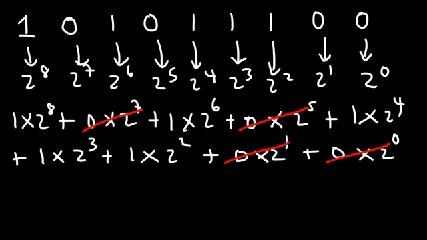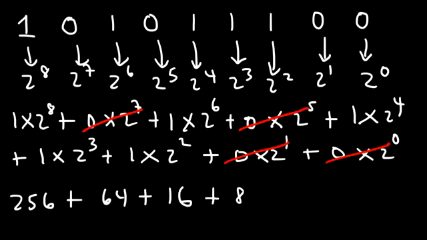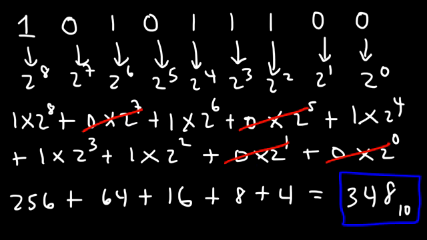2 to the 8th power. If you multiply 2 by itself 8 times, that's going to give you 256. 2 to the 6th power is 64. 2 to the 4th is 16. 2 to the 3rd is 8. 2 squared is 4. And so 256 plus 64 plus 16 plus 8 plus 4, that will give us our original number of 348 in the base 10 system. And so that's one way in which you can convert a binary number into a decimal number.